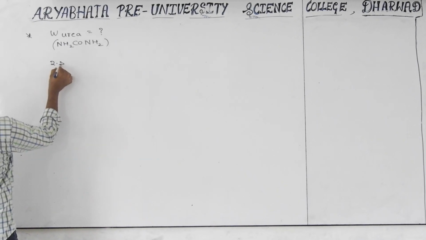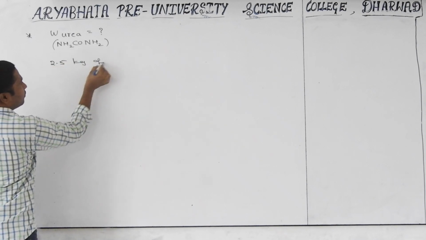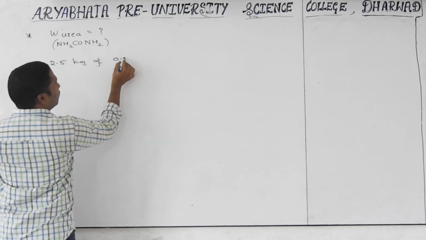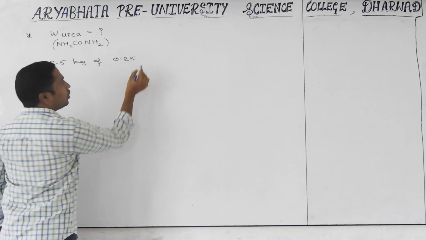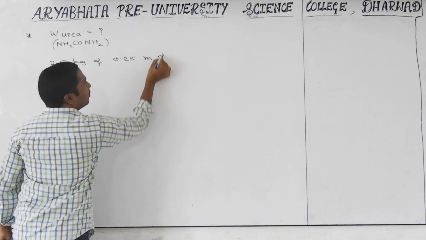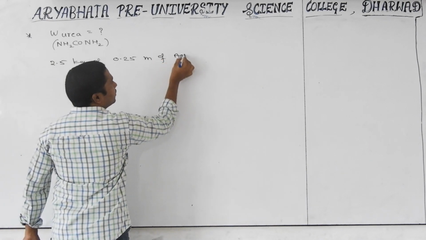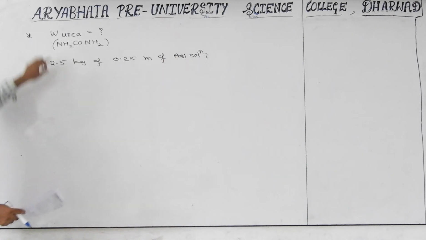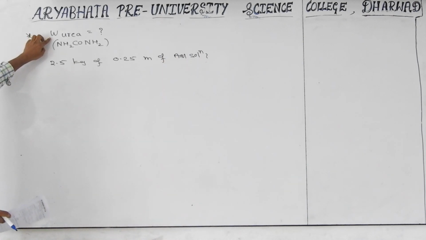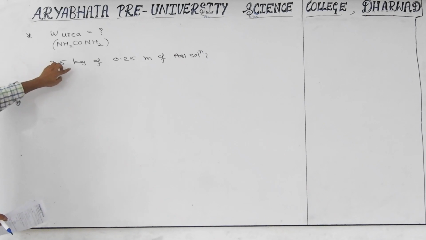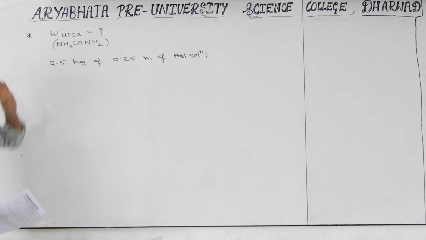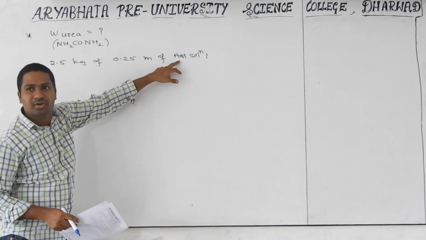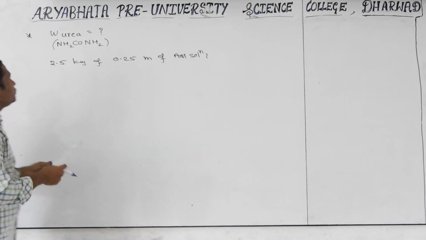0.25 molal aqueous solution. Molal means small m. Understand the question very carefully: it is asking how much weight of urea is required to prepare 2.5 kg of 0.25 molal aqueous solution. You got some information. What is the solvent? Aqueous means water, so write down that only.